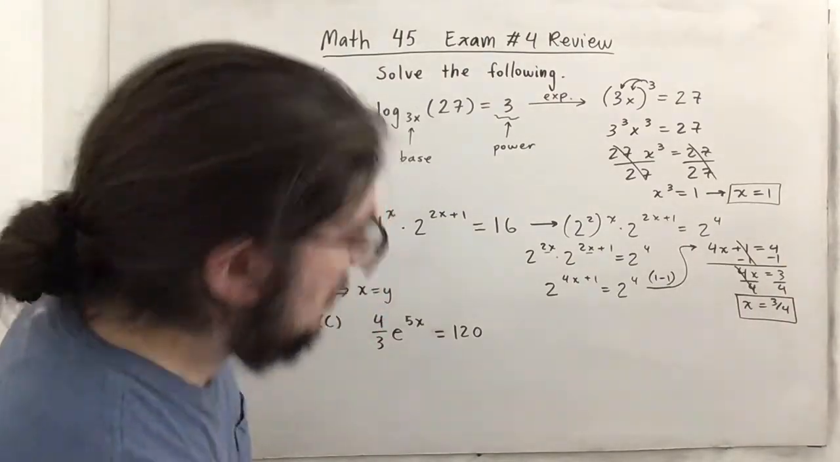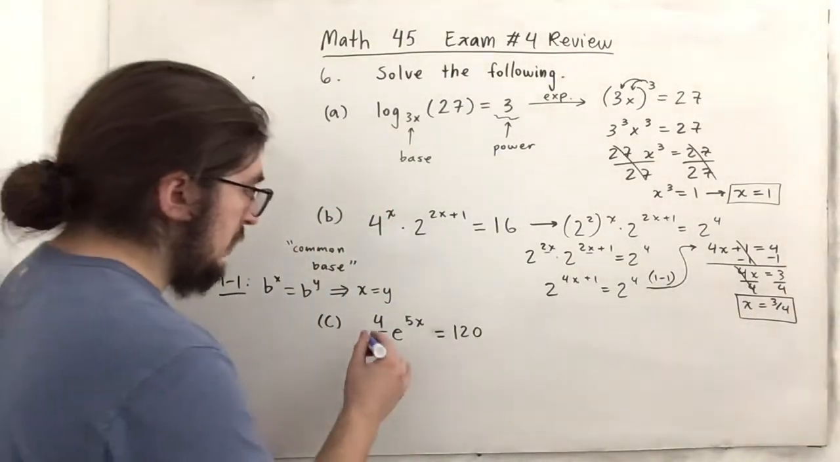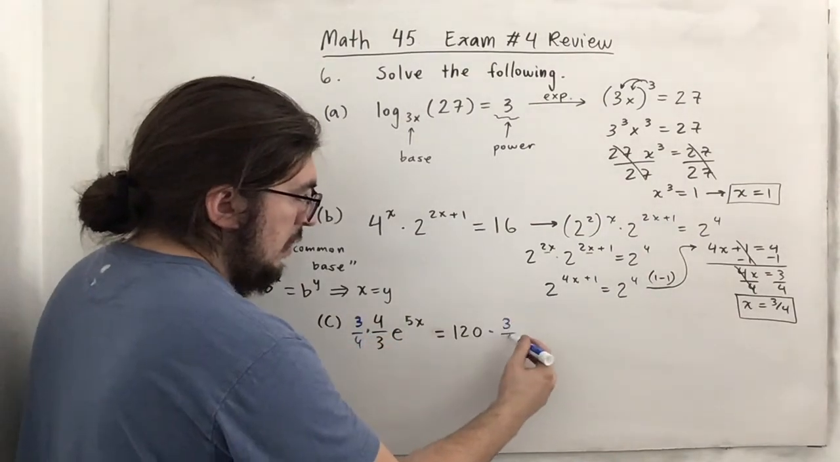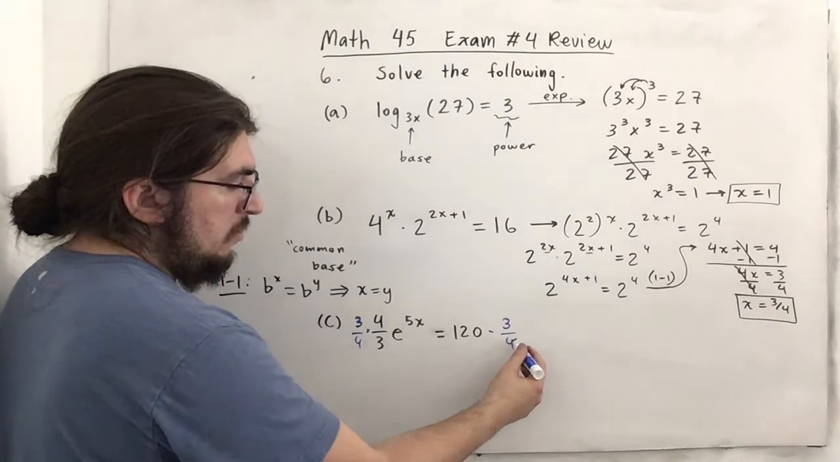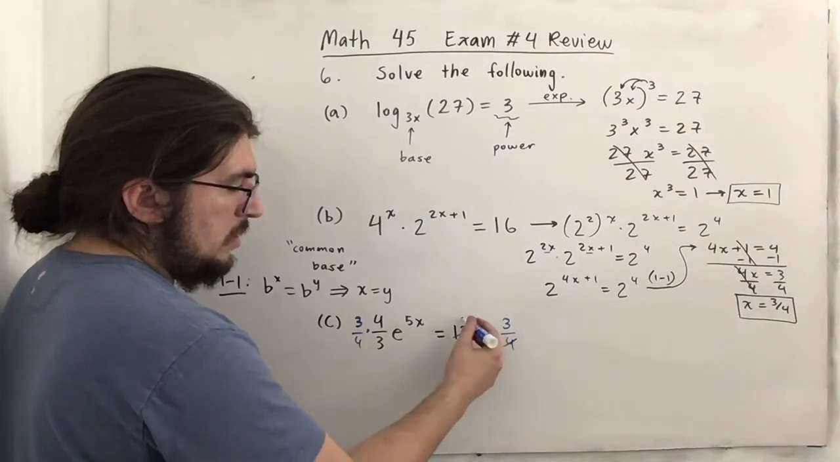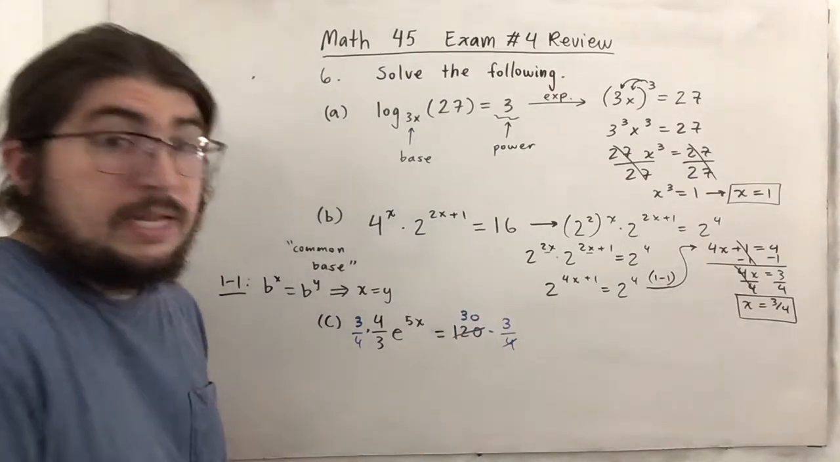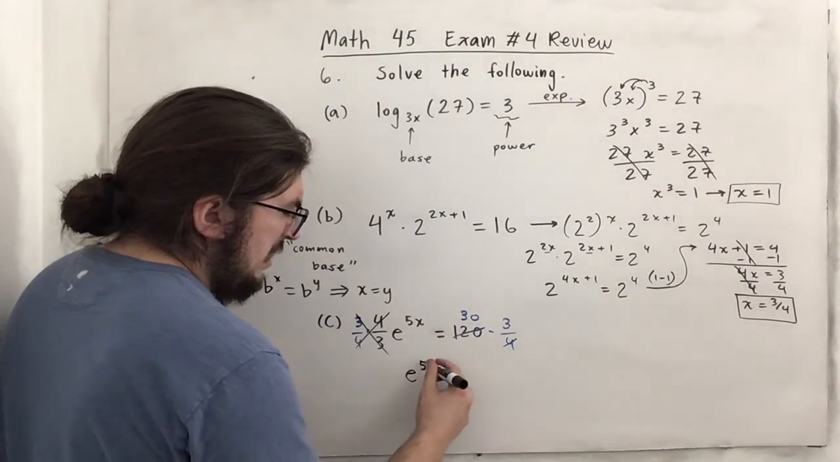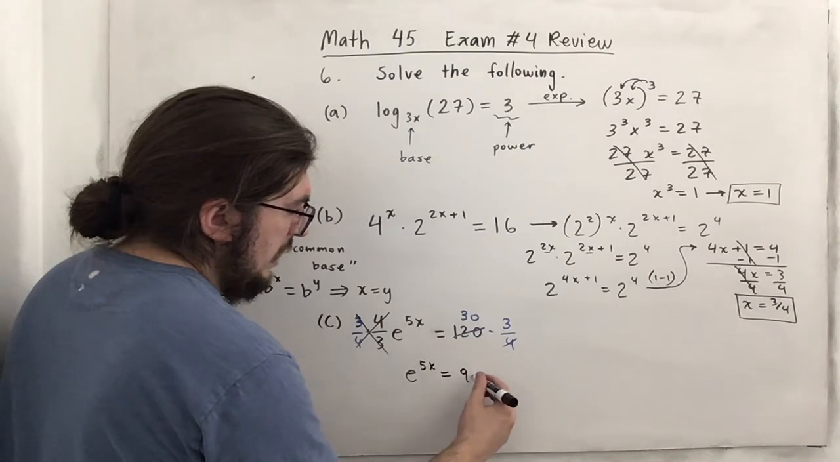First, I'm going to get e to the 5x by itself by multiplying both sides by the reciprocal of 4/3, which is 3/4. A lot of cross cancellation here. Notice 4 goes into 12 3 times, so 4 goes into 120 30 times. 3 times 30 is 90, so we end up getting these cancel out completely. E to the 5x is equal to 90.